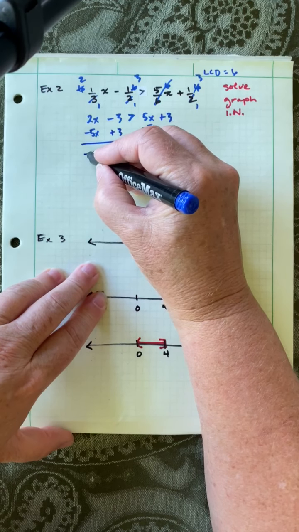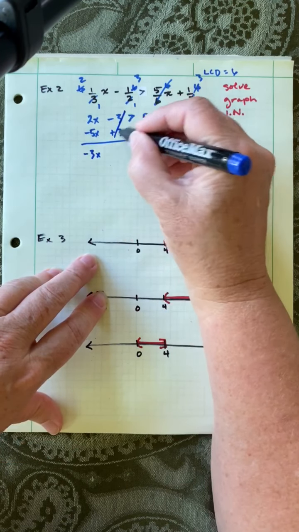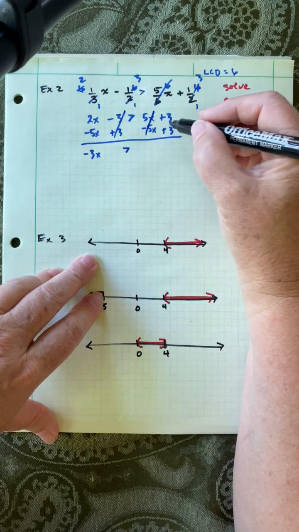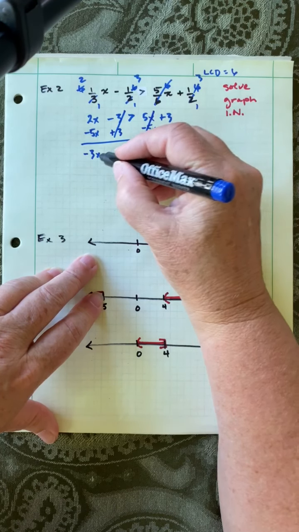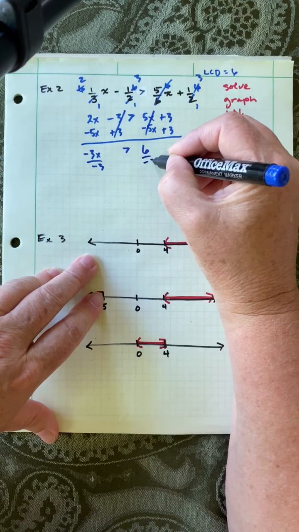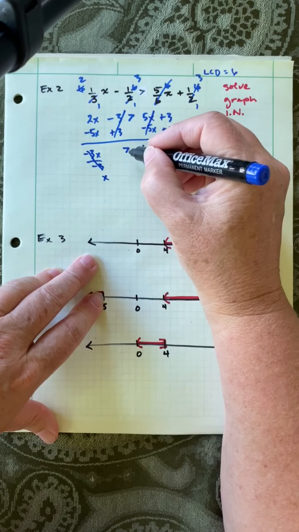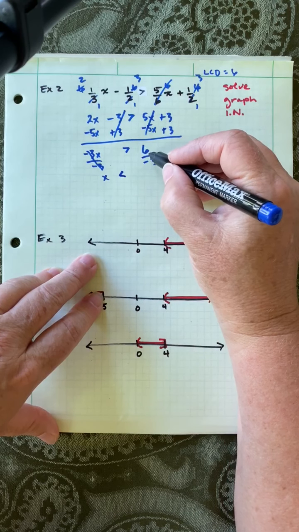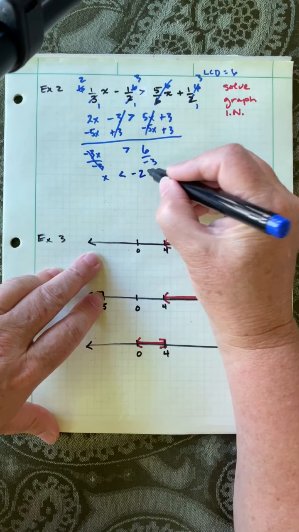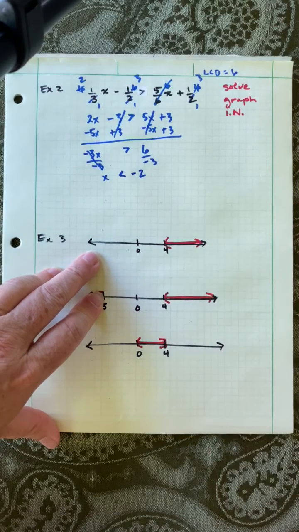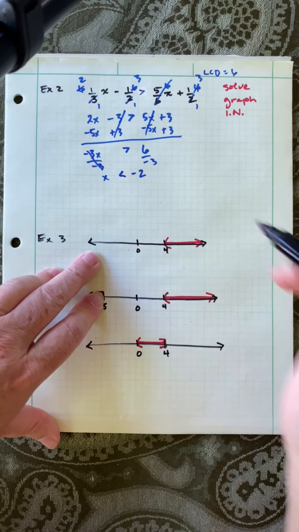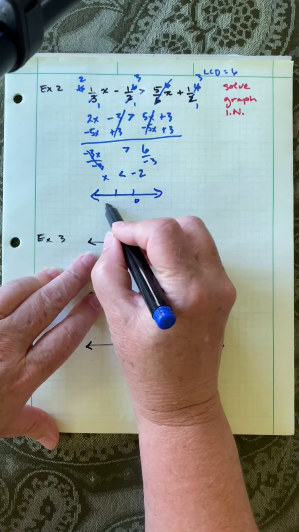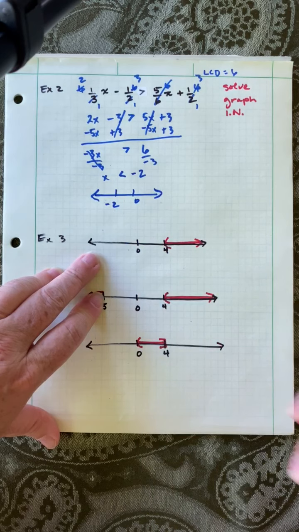So that is going to give me a negative 3x greater than 6. All right, divide through by negative 3. Get x, we divided by a negative, so I need to flip that around, and this will be negative 2. All right, so now we need to graph it. So here's my 0, here's negative 2 right there.